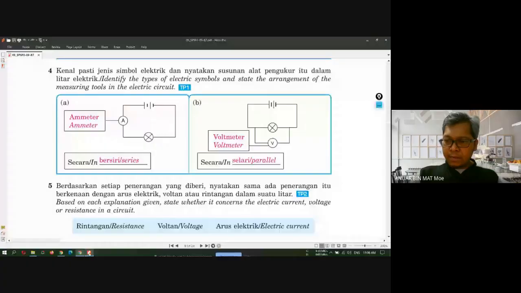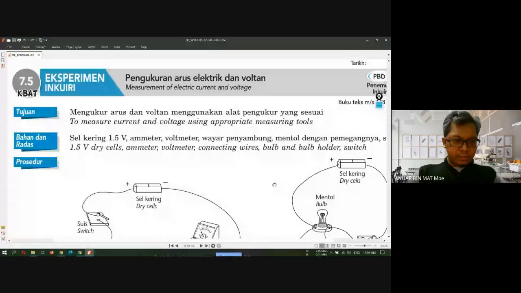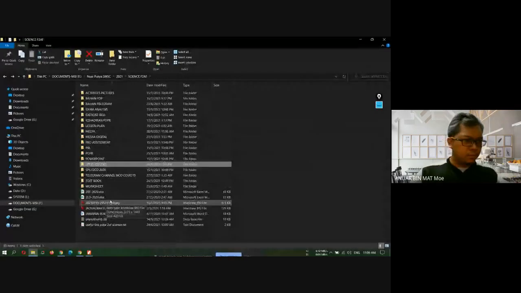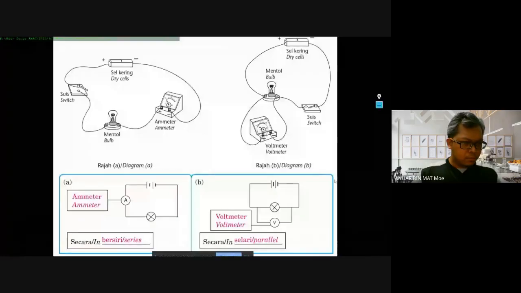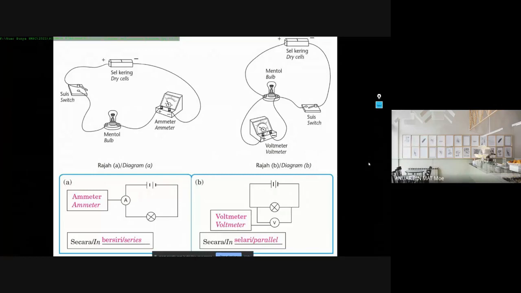Experiment 7.5, the inquiry experiment, page 81. This is the experiment on how to measure electric current and voltage. Before I start, I need to explain one thing first. There are two diagrams, and you must understand the electrical diagram first.